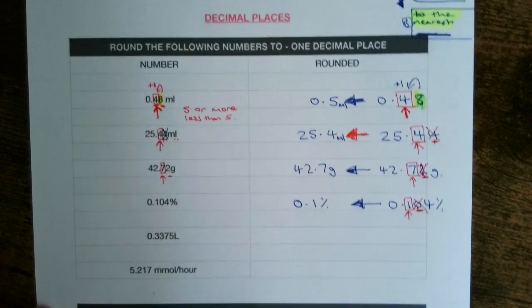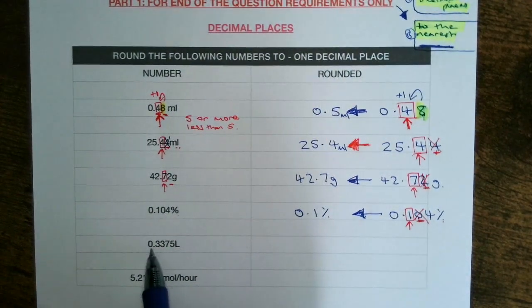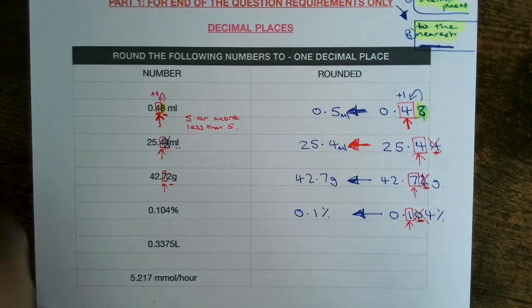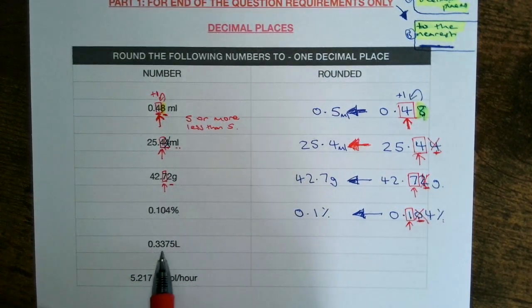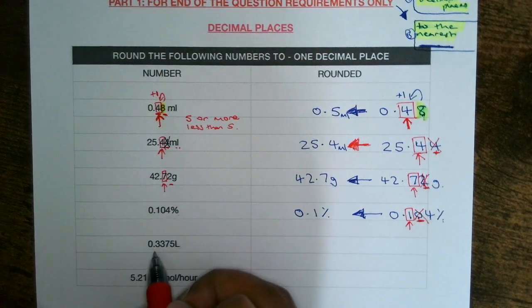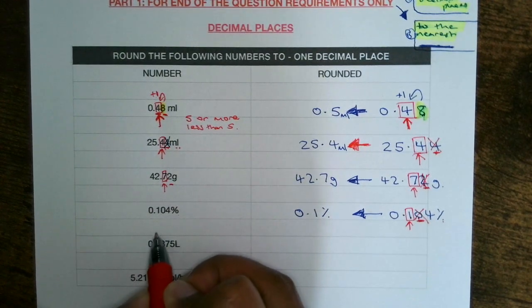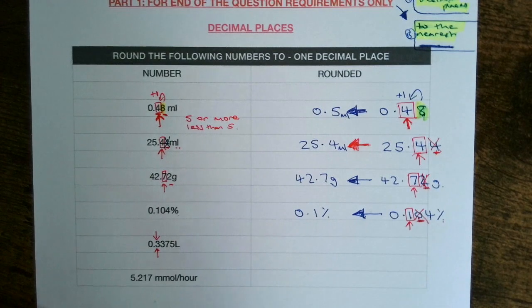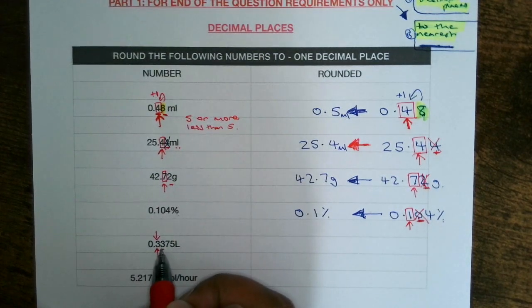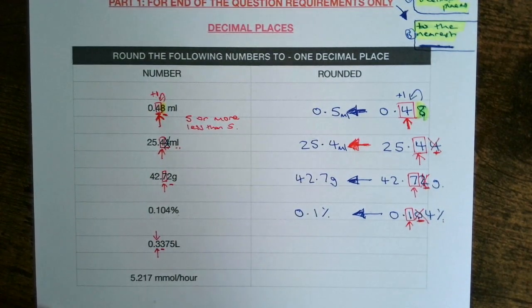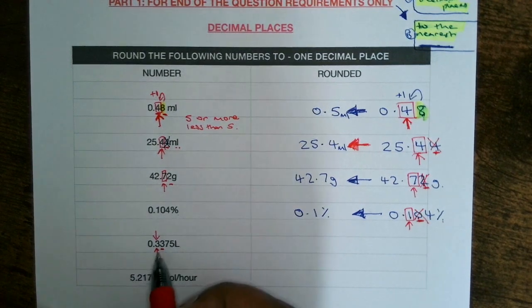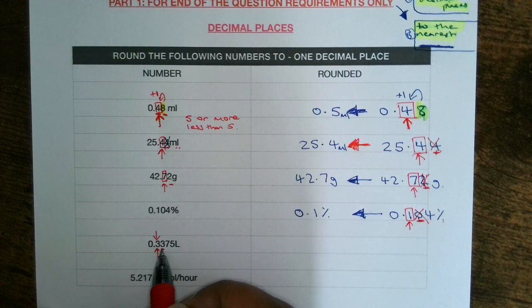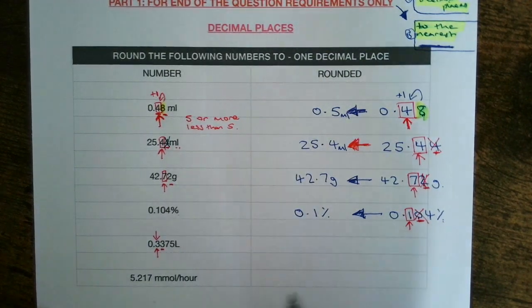Let's take a look at the next one. We've got 0.3375 litres. We want to round it to 1 decimal place. We're going to find the 1 decimal place position, which is this 3 here. You look at the number to the right of it, which is a 3, and you say, is it greater than 5 or smaller than 5? It's smaller than 5. So you're going to cross out the 3, and your answer is going to be 0.3 litres.